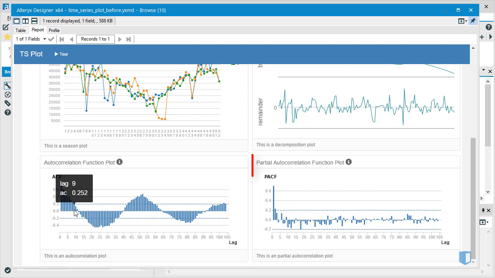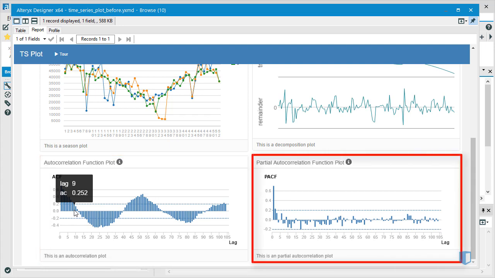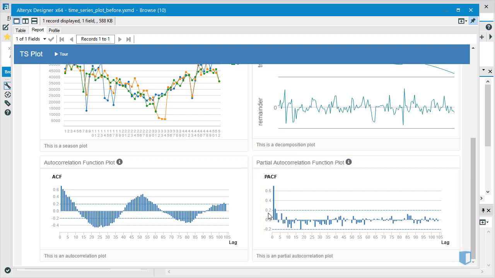To the right, we have the partial autocorrelation function. Like the autocorrelation function, this chart plots the relationship between values at two data points in a time series. However, it strips out any influence from the values between the two data points. Looking at this chart, we can see there's a statistically significant relationship for a lag of 1 and 2 periods. This may help us refine some of the specific settings in our time series model later.